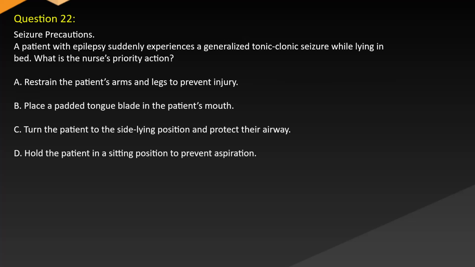Question 22. Seizure precautions. A patient with epilepsy suddenly experiences a generalized tonic-clonic seizure while lying in bed. What is the nurse's priority action? A. Restrain the patient's arms and legs to prevent injury. B. Place a padded tongue blade in the patient's mouth. C. Turn the patient to the side-lying position and protect their airway. D. Hold the patient in sitting position to prevent aspiration.